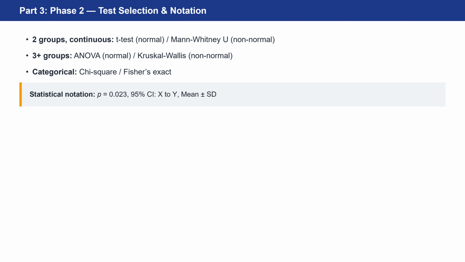Here's the test selection guide. For 2 groups with continuous data, t-test if normal, Mann-Whitney if not. For 3 or more groups, ANOVA or Kruskal-Wallis. For categorical data, chi-square or Fisher's exact. Statistical notation is standardized: italic lowercase p, confidence intervals using 2, and consistent decimal places throughout.